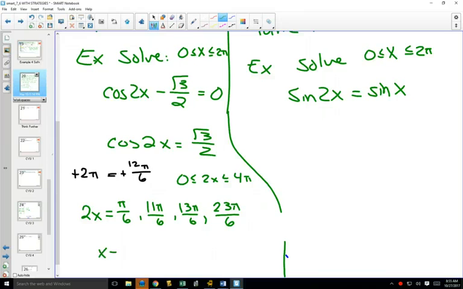And then solving for x, divide each by 2, which is like multiplying by a half. And there are 4 solutions.